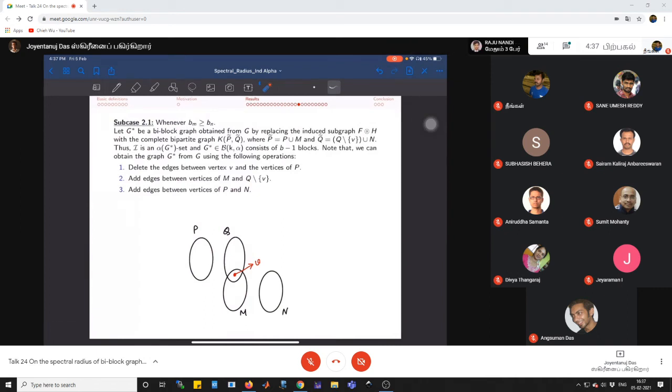Now we break the subcase in the condition where the entry of the parent vector has relations among them. Here Bn denotes the entry for M, capital M, and Bn is for the capital M. So the first subcase is what happens when Bm is greater than or equal to Bn.